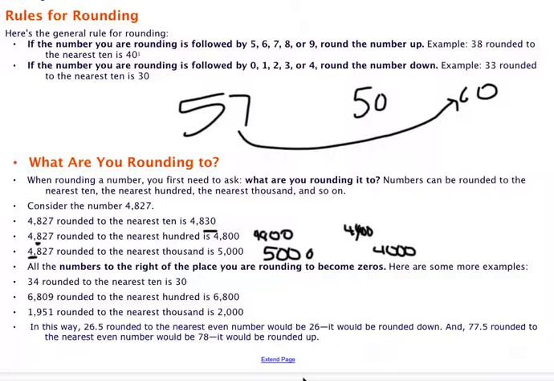All the numbers to the right of the place you are rounding become zeros. So here's some more examples. 34 rounded to the nearest 10 is 30. 6,809 to the nearest hundred is 6,800. 1,951 rounded to the nearest thousand is 2,000. In this way, 26 and 5/10 rounded to the nearest even number would be 26. It would be rounded down. And 77 and 5/10 rounded to the nearest even number would be 78. It would be rounded up.